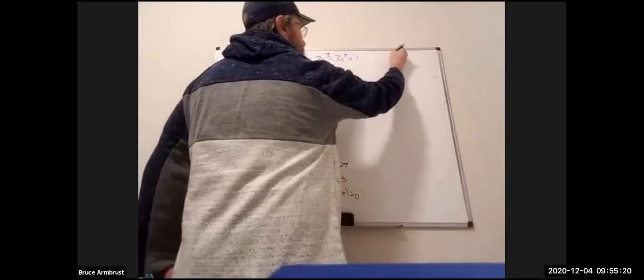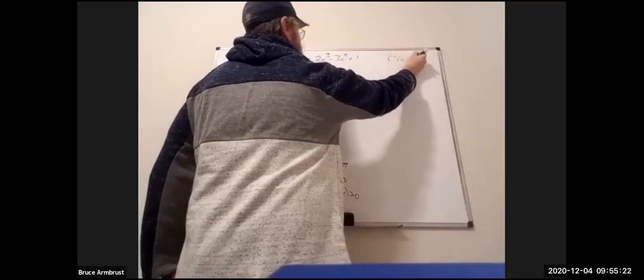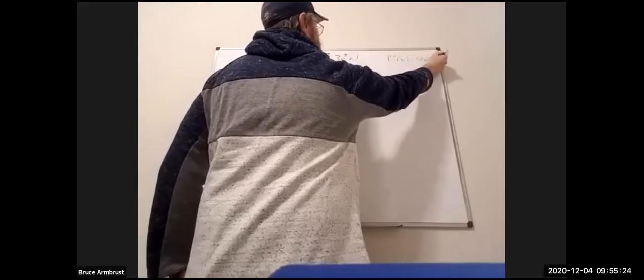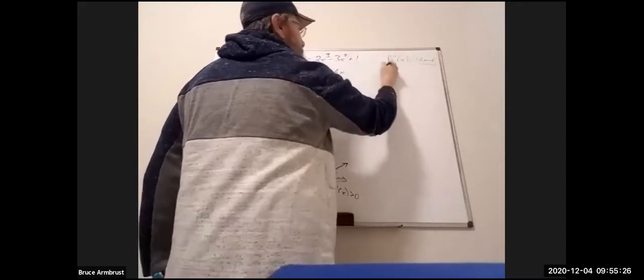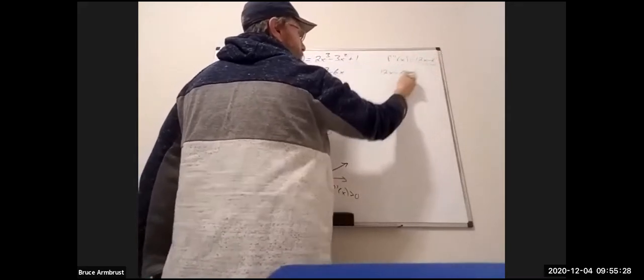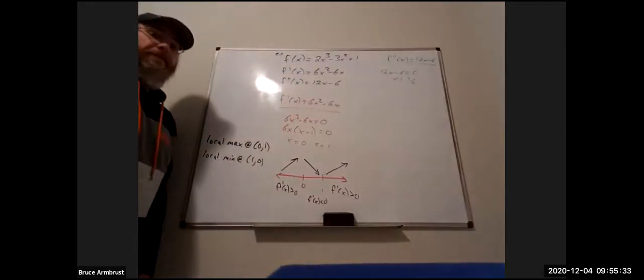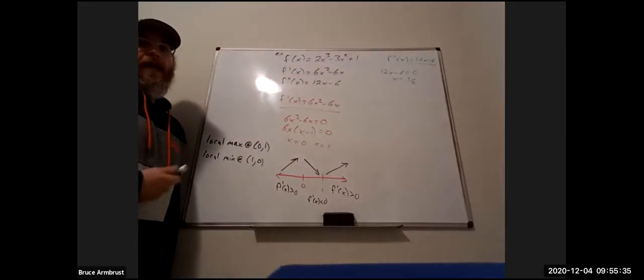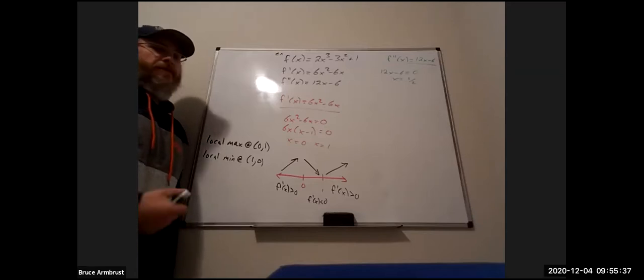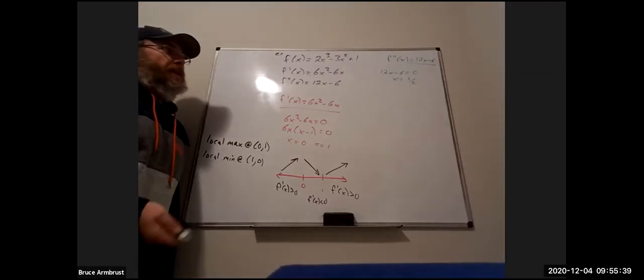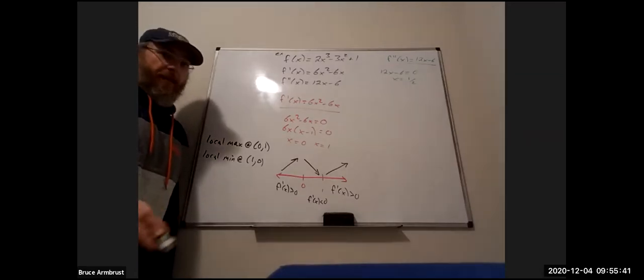So the second derivative, we'll do exactly the same thing. We look where that's equal to 0 or undefined. It's never undefined, but it is equal to 0 at 1/2. So 1/2 is the only place where our second derivative can change from positive to negative.